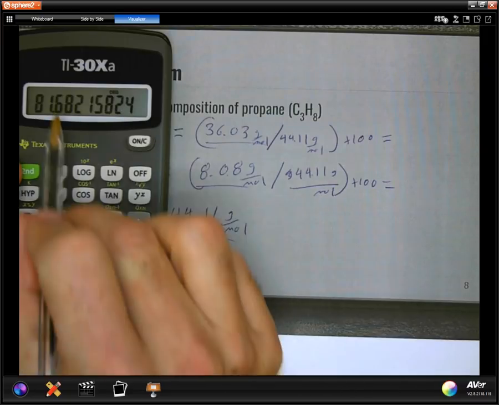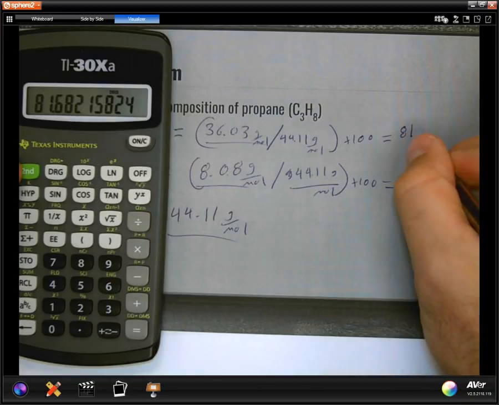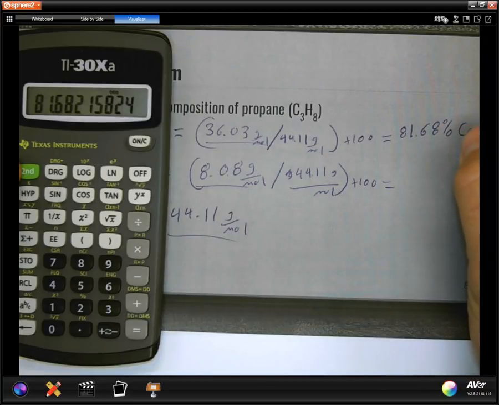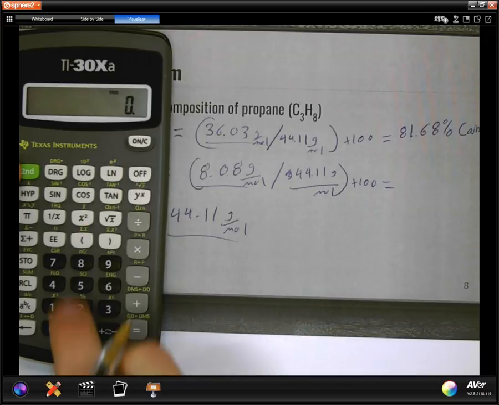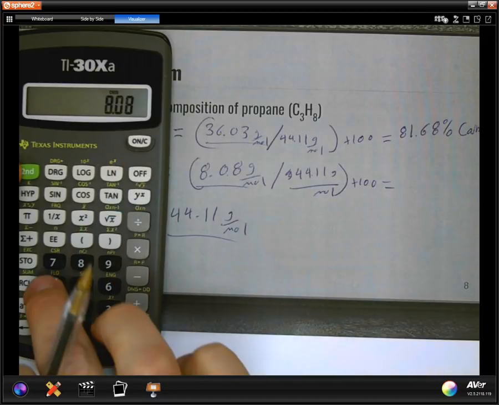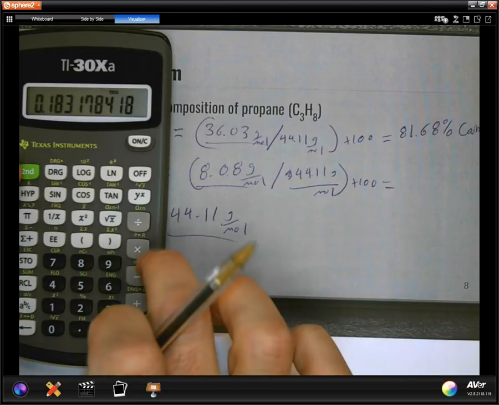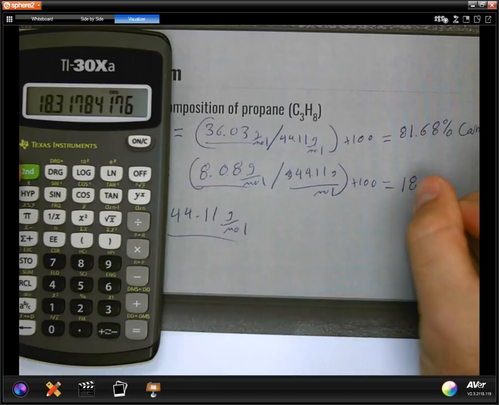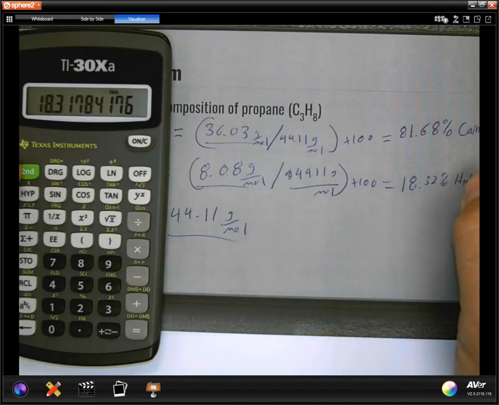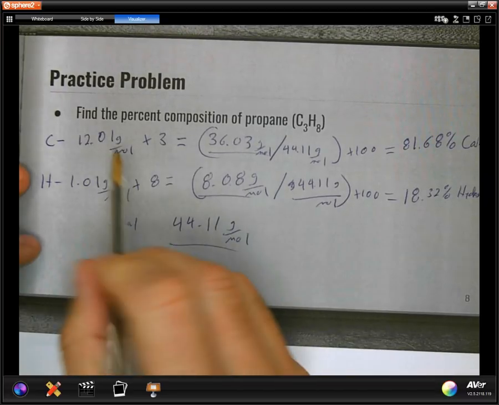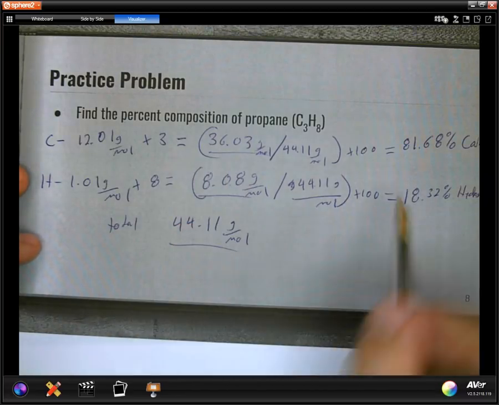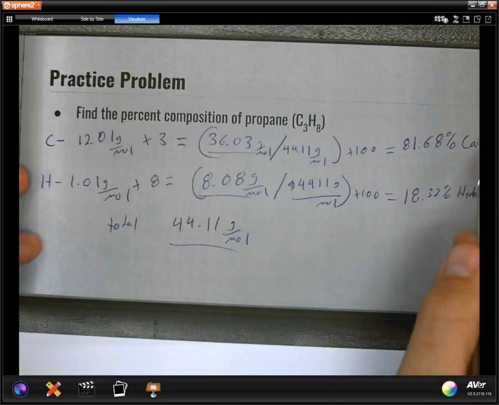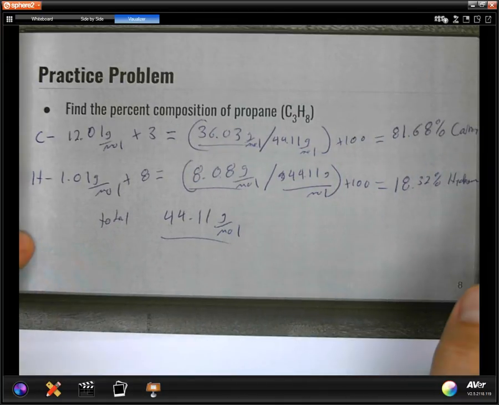And again, I said go to 2 decimal places. So by percent composition, you have 81.68% carbon. Down here, I got 8.08. Divide that by 44.11, times that again by 100. Go to 2 decimal places: 18.32% hydrogen. So notice when I go to answer this question, when I go to find the percent composition of propane, it's 81.68% carbon and it's 18.32% hydrogen. 2 decimal places, label it with percent, and label it with the chemical you're talking about.